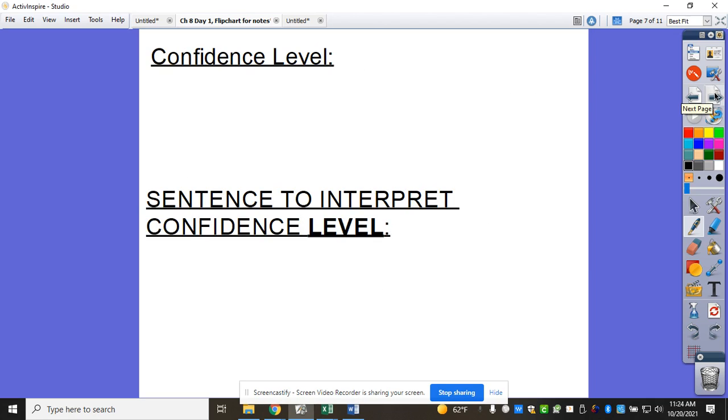All right, confidence level is the success rate of the method used to construct the interval.